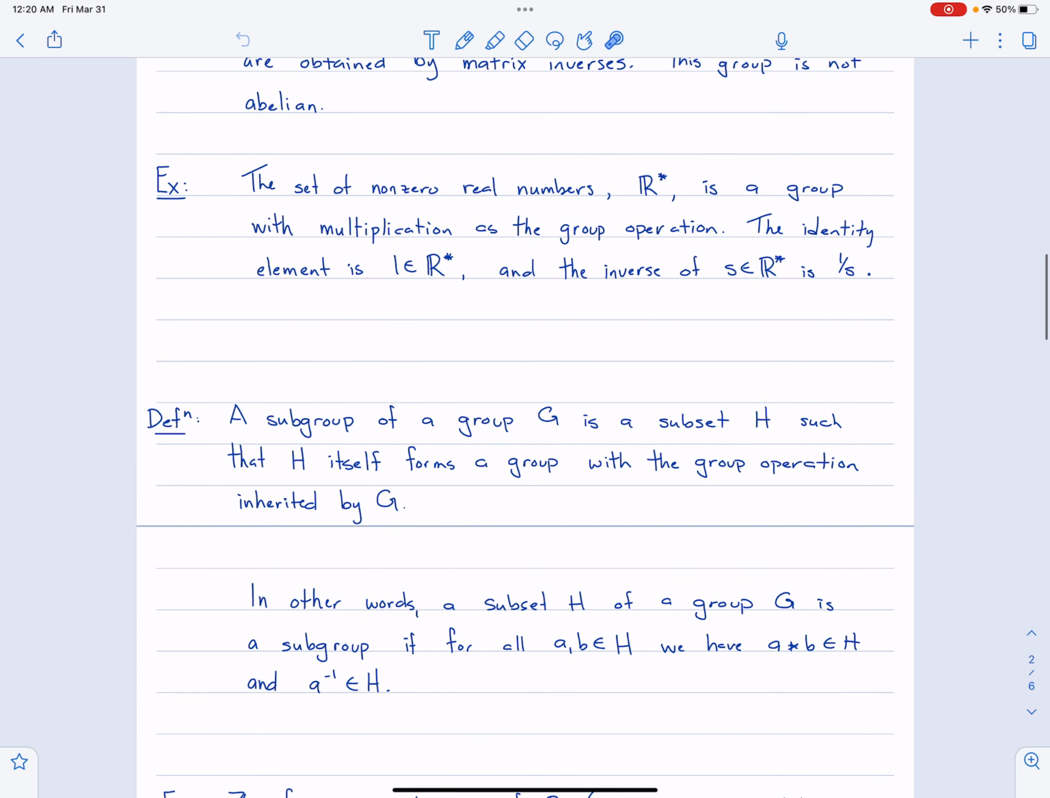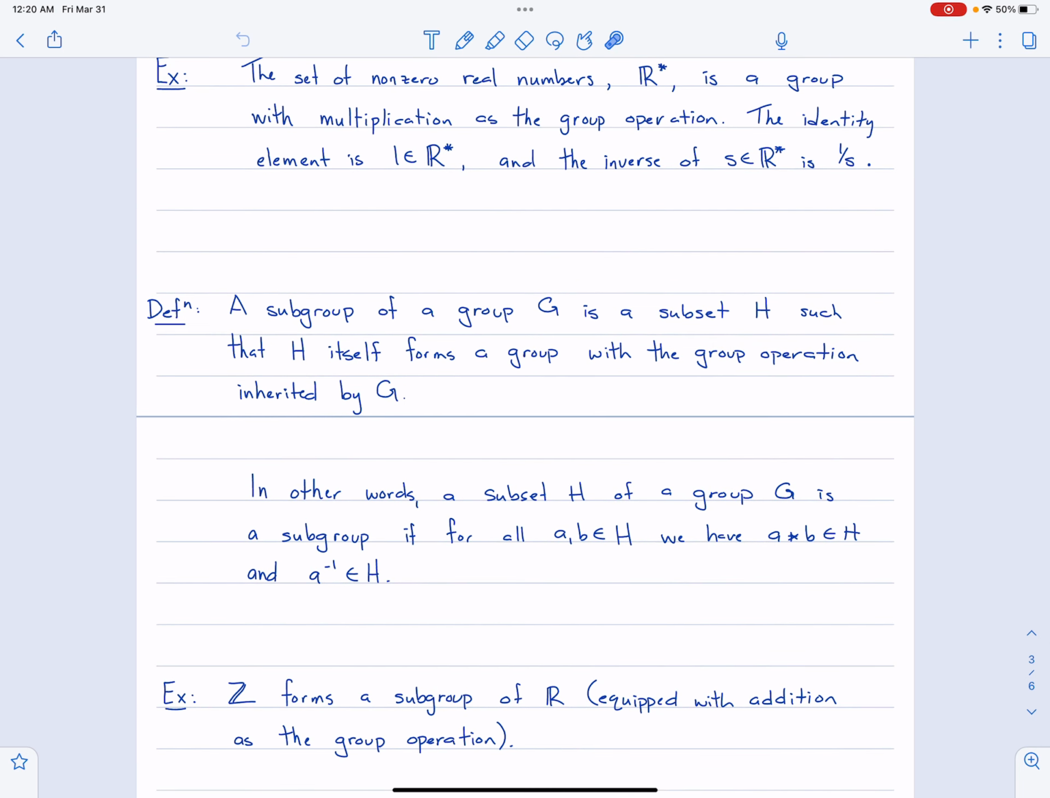So in other words, a subset H of a group G is a subgroup if for all pairs of elements A and B in H, the product of A times B is in H, and the inverse of A is in H. Okay, so this is essentially saying what I just said: if you have a subset of a group, and if you can prove that whenever you have 2 elements of that subset, the product of those 2 elements is in H, and the inverse of those elements is also in H, then it guarantees that H is actually a subgroup.